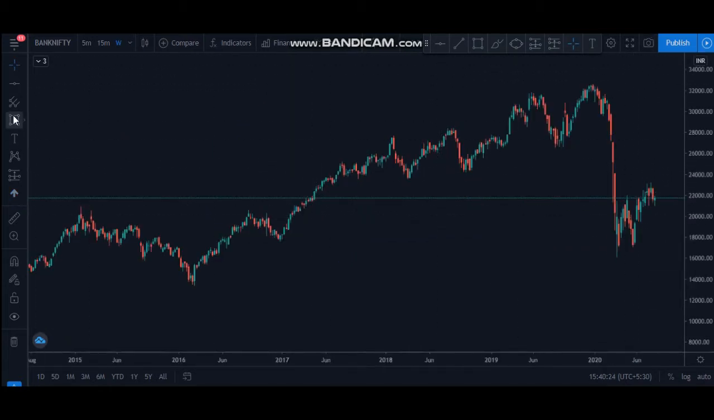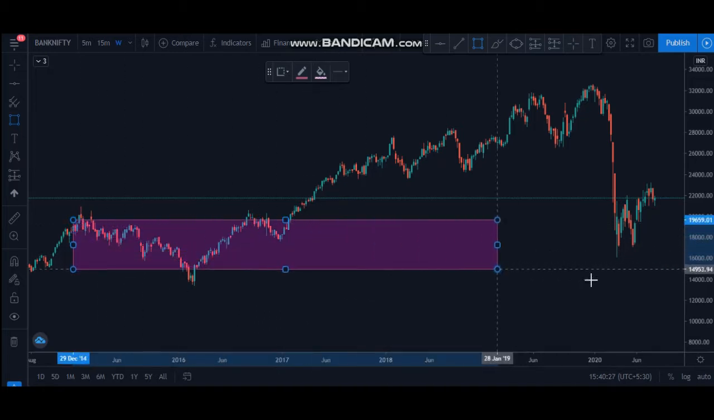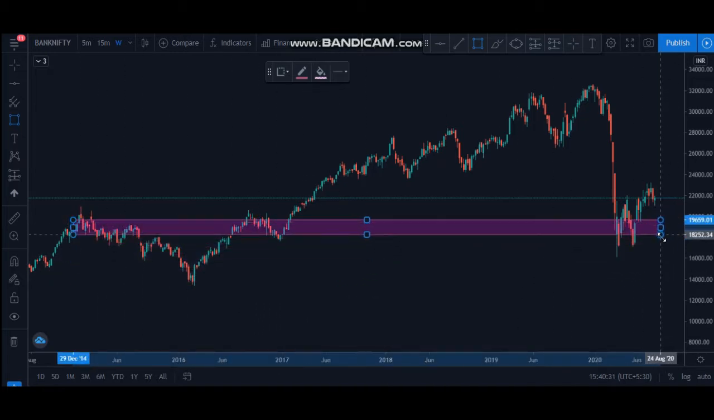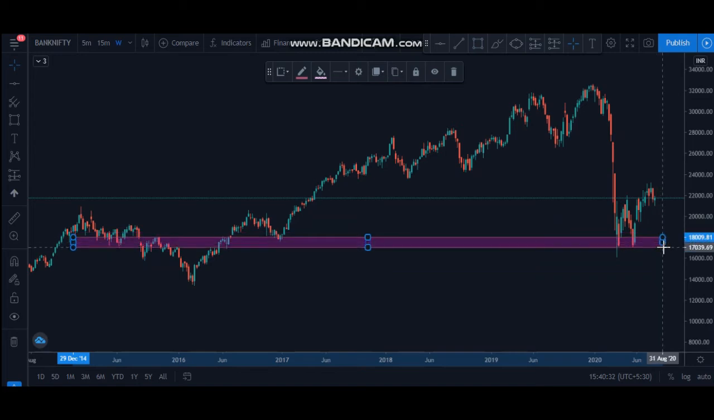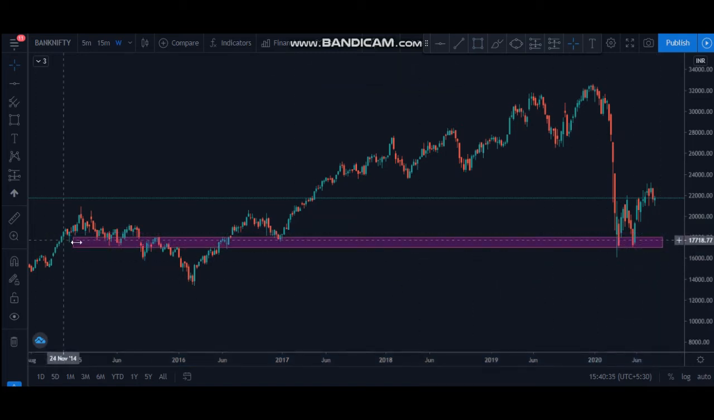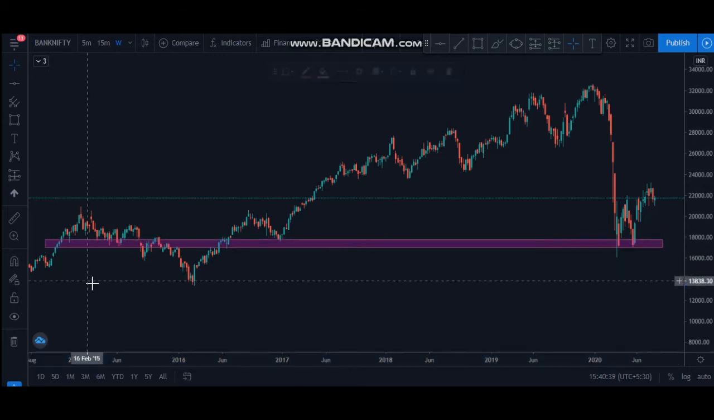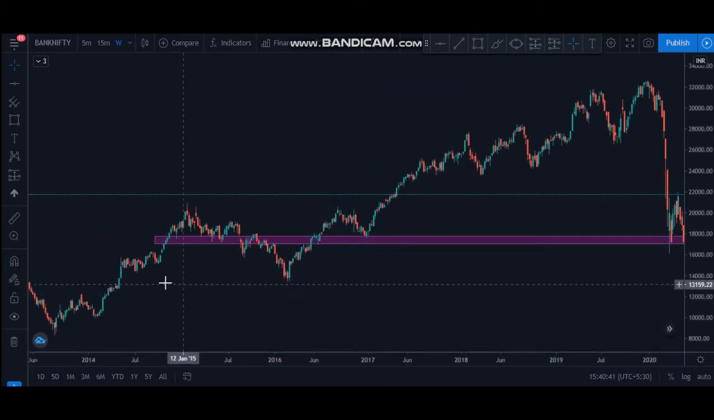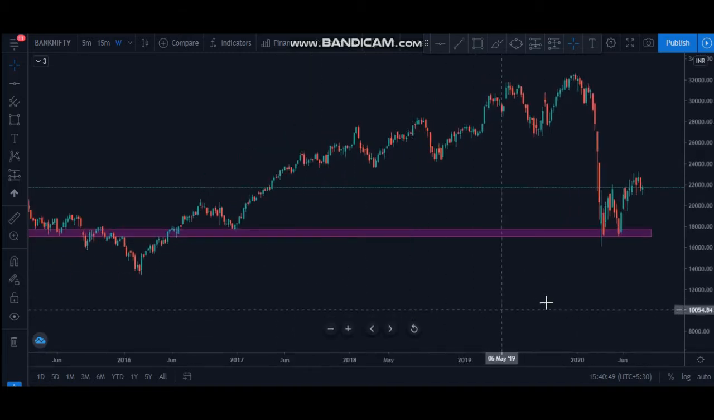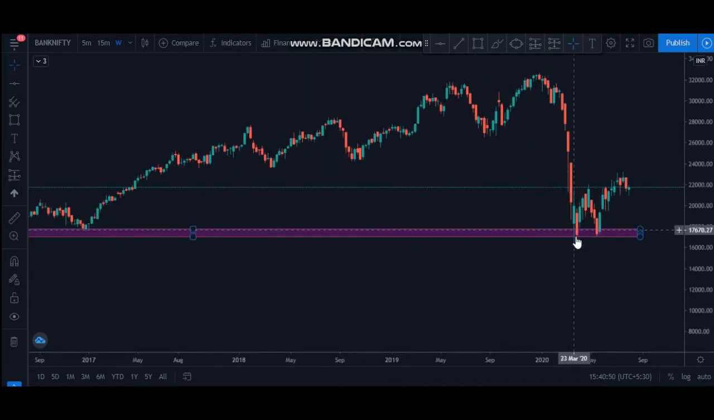The second one is drawing zones. So here we see there is a zone of support in Bank Nifty. We will draw a zone here. As you can see, price broke through here, took support, came down, again a rally, took support, and now it's taking support again at these levels.